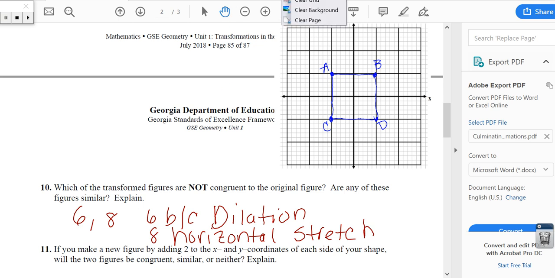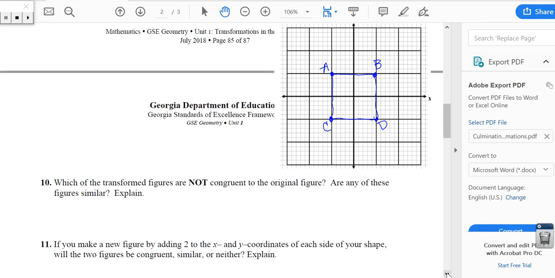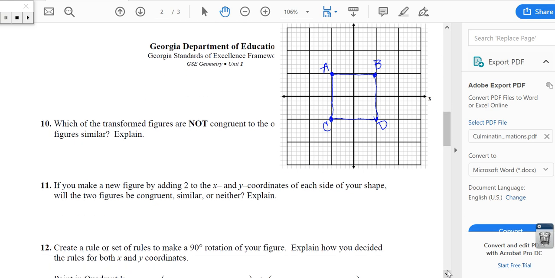All right, let's keep going. Number 11. And I would try these on my own first, so hopefully you've already done that because this is really good practice. Okay, it says if you make a new figure by adding 2 to the x and y coordinate of each side of your shape, will the figure be congruent, similar, or neither? So it's telling you to take each one, to take x plus 2 and then y plus 2 to each side of your figures of your coordinate.